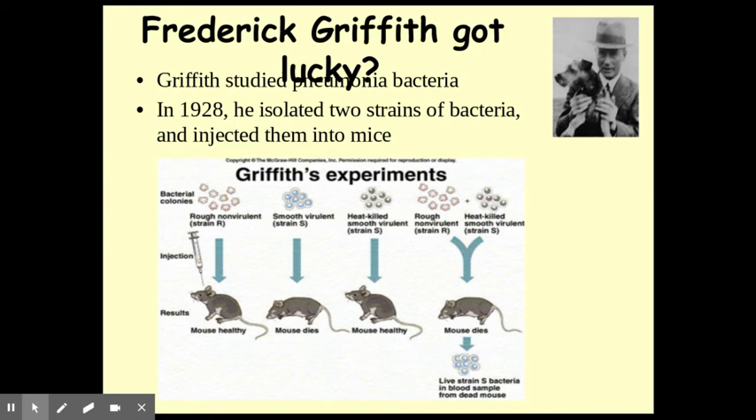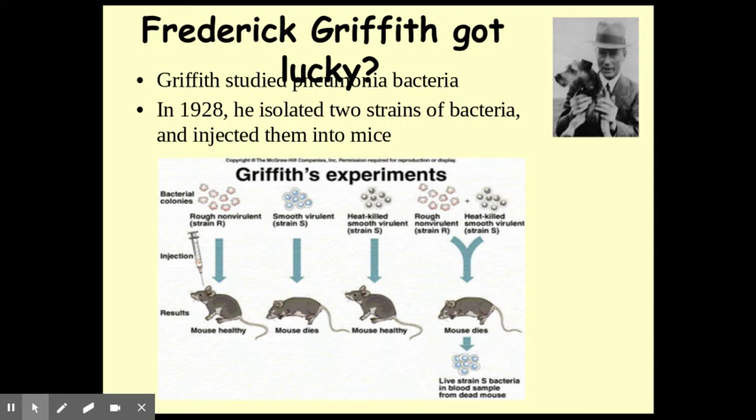So, in his experiment, he took the strain R and he injected it into a mouse, and the mouse stayed healthy. Then he took the smooth or the S strand and he injected it into a mouse, and it died. So then he decided to take the strand that showed that the mouse would die, and he killed it. And so he basically heated that bacteria until it no longer had that factor that would kill an organism. And so he injected that in the mouse, and the mouse stayed healthy.